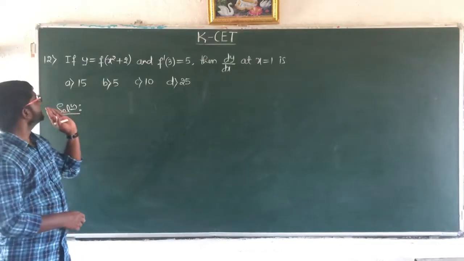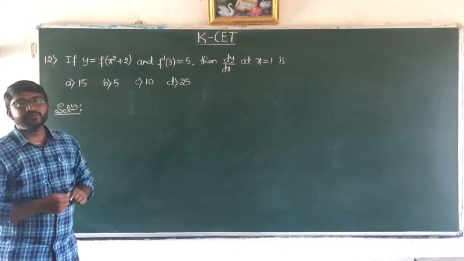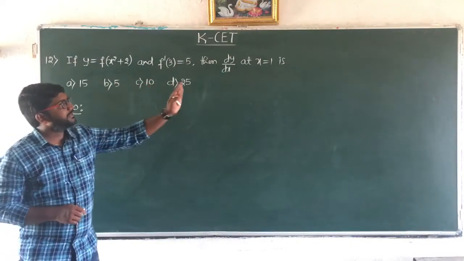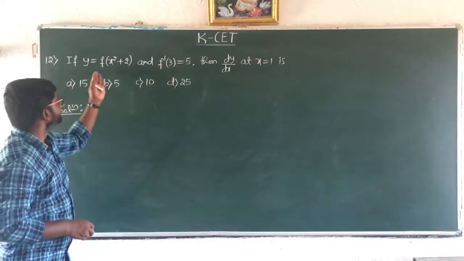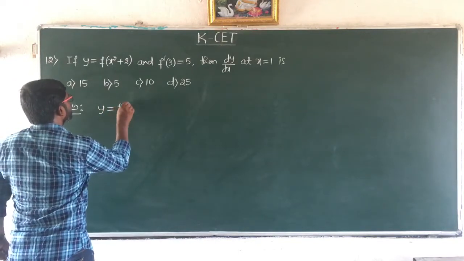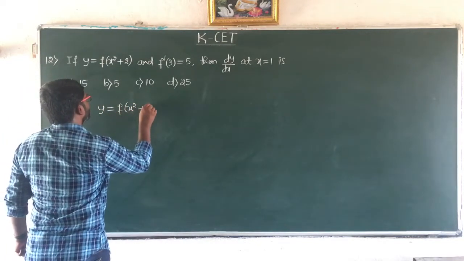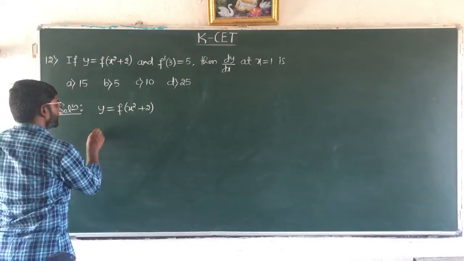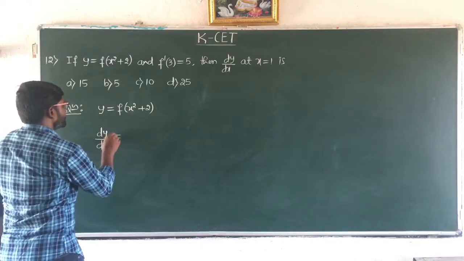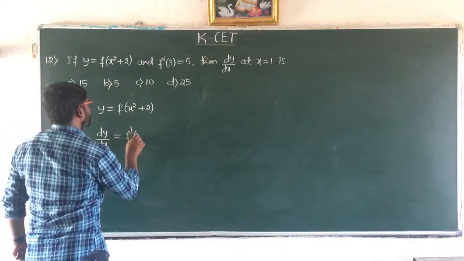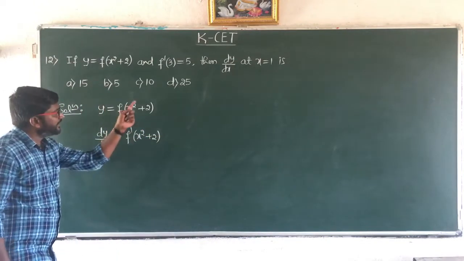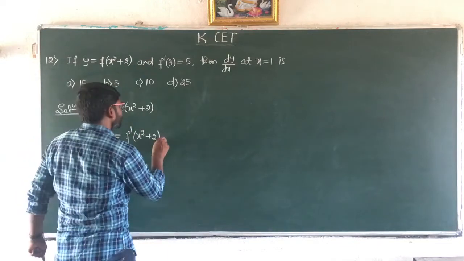So the next question, it is the 12th one. If y which is equal to f of x square plus 2 and f dash of 3 equal to 5, then dy by dx at x equal to 1 is. So consider the given condition now. Y which is equal to f of x square plus 2. So now differentiate with respect to x. Now we get dy by dx which is equal to f dash of x square plus 2 into derivative of the inside function. So that will give us 2x.